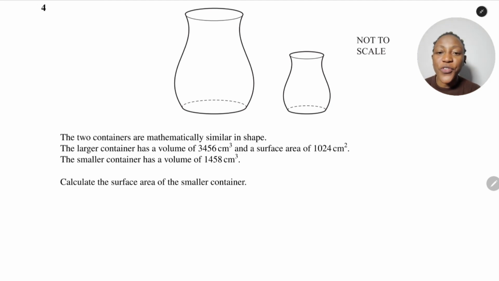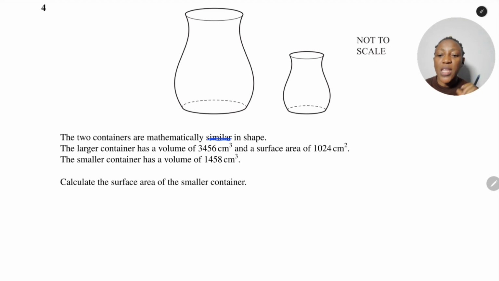Now, question number 4. We have containers again, but the information here is kind of interesting. Stay with me. Now, 2 containers are mathematically similar in shape. The question has told us explicitly that they are mathematically similar. So you need to think about, oh, I'm going to be needing scale factors here to be able to do whatever I need to do.